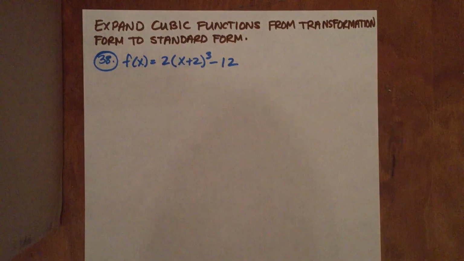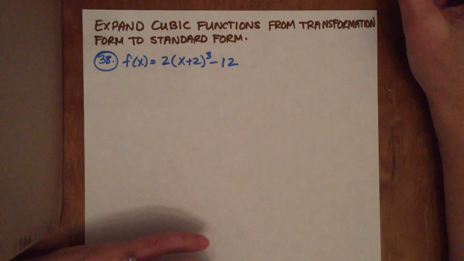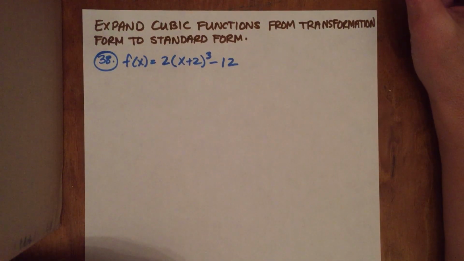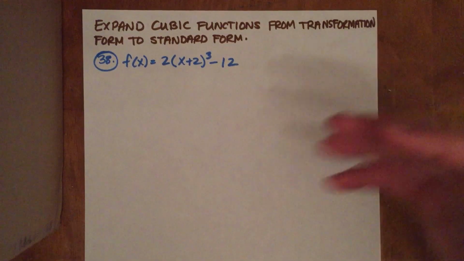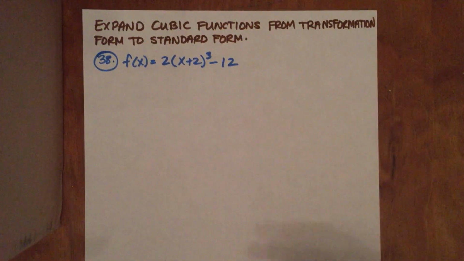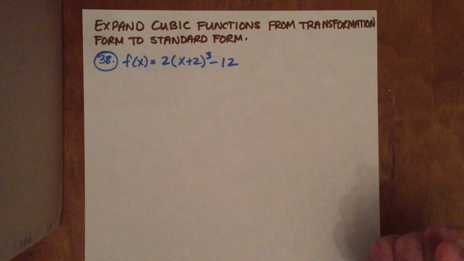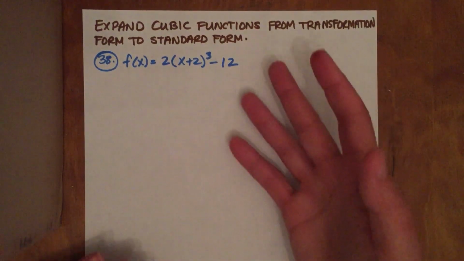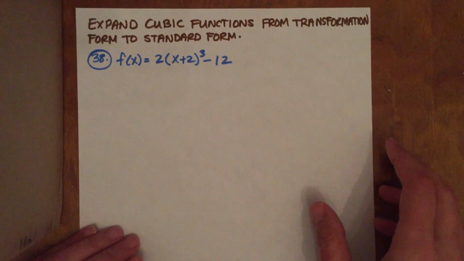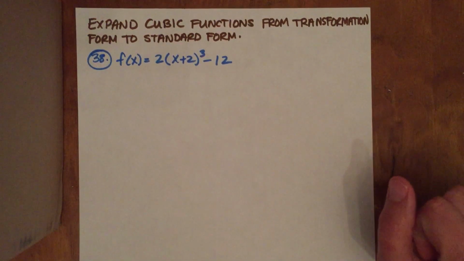For part 8 of our review, we've got 2 more sections left, part 8 and part 9. We're looking at expanding cubic functions from transformation form to standard form. This is the one where you actually have to write out all the factors, multiply your binomials together, then do a binomial times a trinomial, distribute your a value, and subtract your k value. That's a lot to do, but we'll do it step by step.